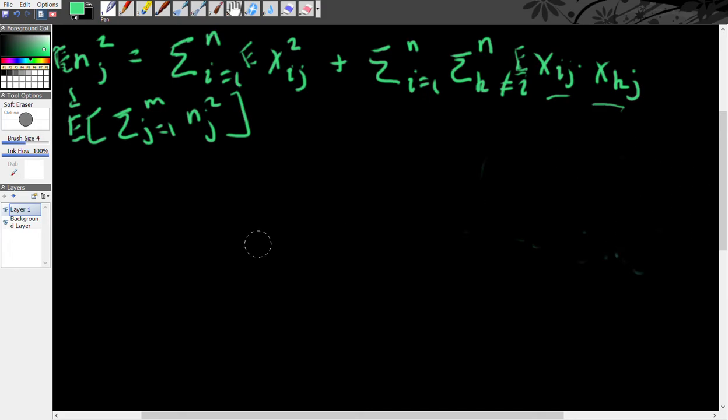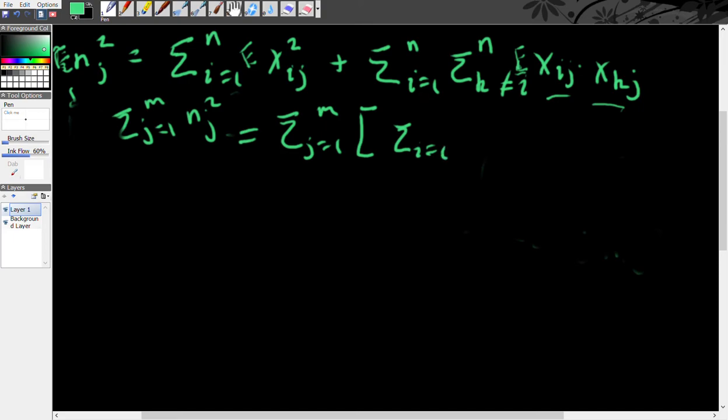Okay, so let's deal with this guy first. Let's just deal with the summation first. The sum of this guy across this guy is, just by applying the definition, the sum across j equals 1 until m of this entire thing, right? So summation over i equals 1 of xij squared plus summation, the two summations again.